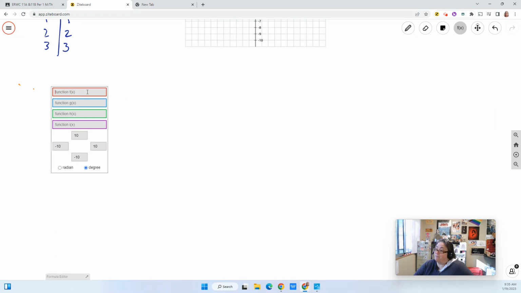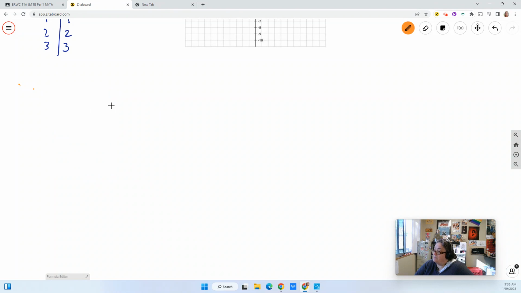Steps to graphing using tables, to graphing absolute value. Number one.